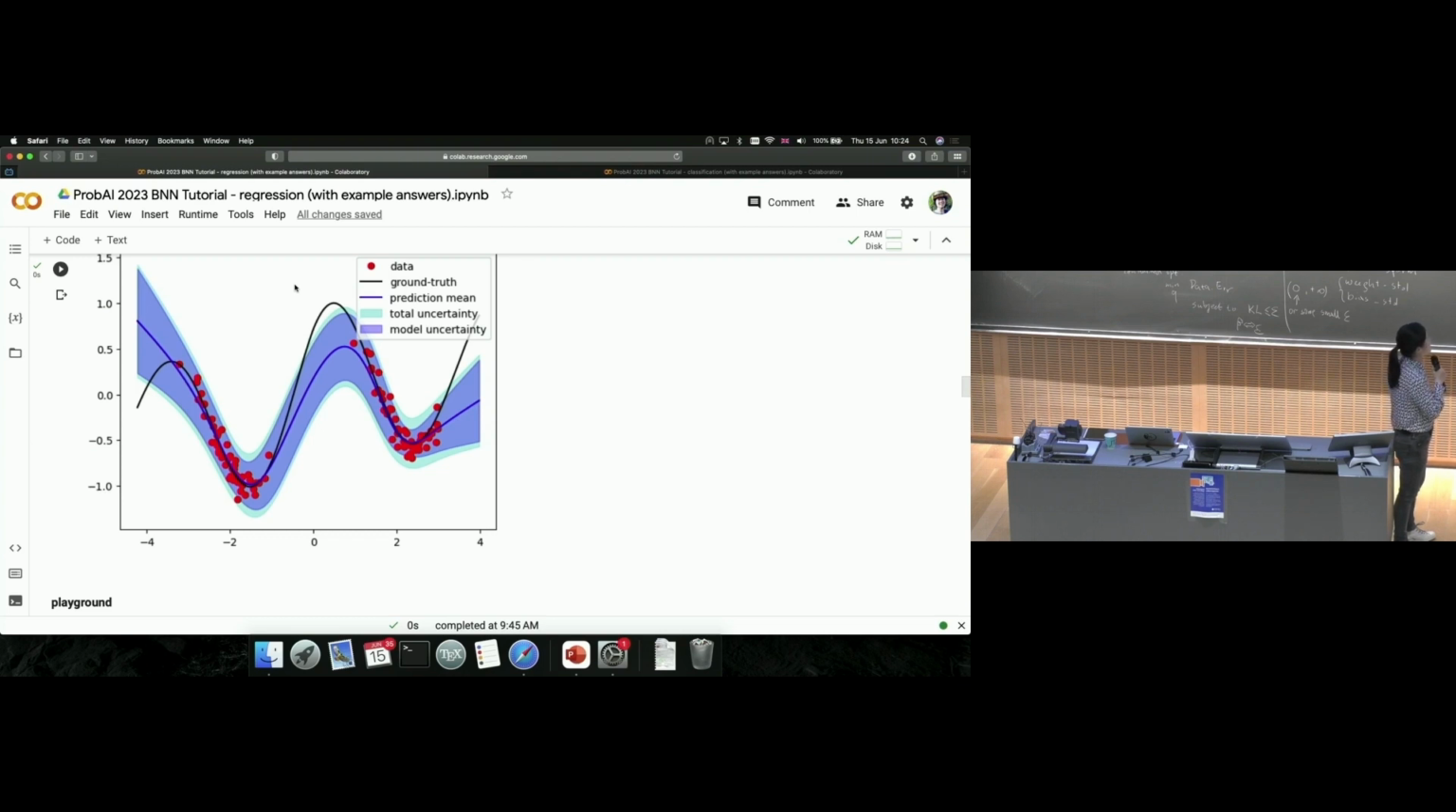Well, you can imagine that a Gaussian process, in some sense, is an infinite width Bayesian neural network. You just think about it in that way, that's fine. So Gaussian process is not the focus today, okay? But you just think about it as an infinite width neural network.